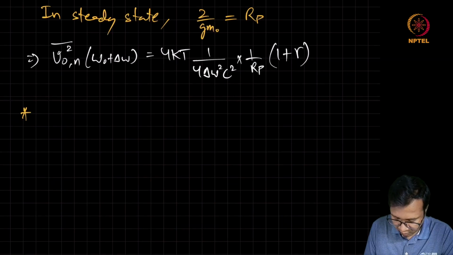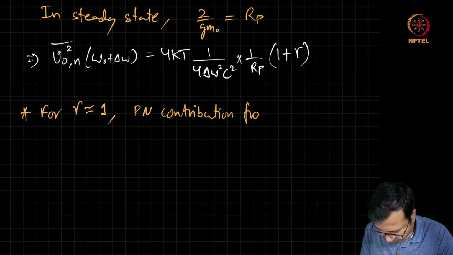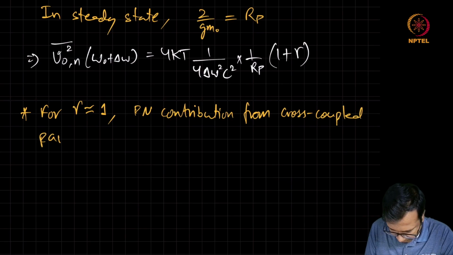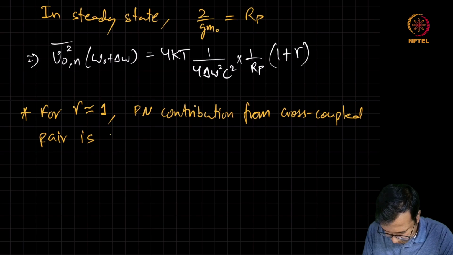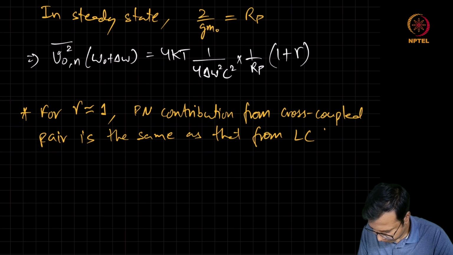So one point to note here is for gamma approximately 1, phase noise contribution from the cross-coupled pair here is the same as that from the tank loss.